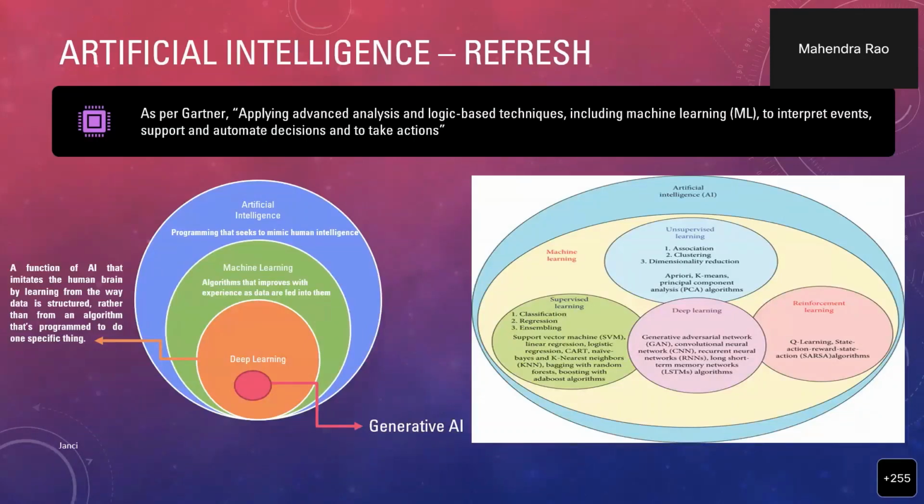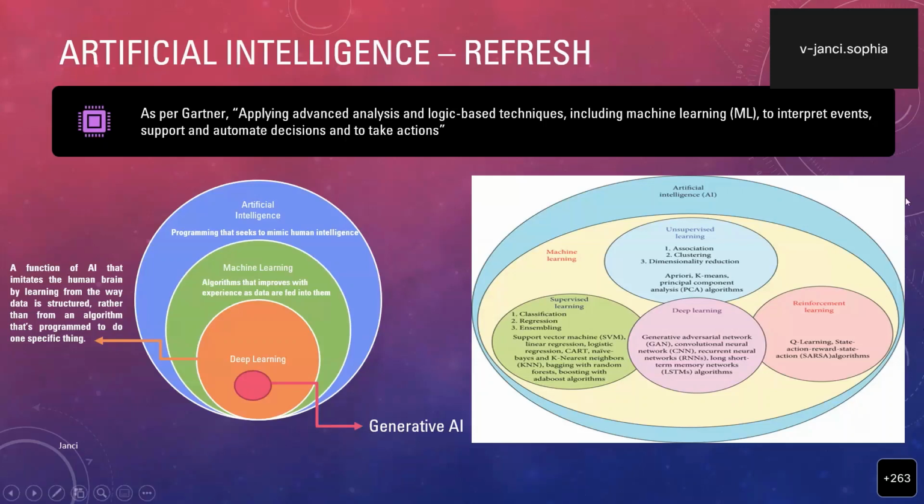Thanks, Mahindra. So as Mahindra rightly said, it is very important. I think most of us would already know what is artificial intelligence, what are the different type of algorithms available within artificial intelligence, and what are the different categories. But we felt that before getting into generative AI, it is very key to find out what relationship generative AI has with AI, what is the differentiation, and which part of AI does generative AI belong. So that's a brief motto of giving a little bit of refresh on artificial intelligence.